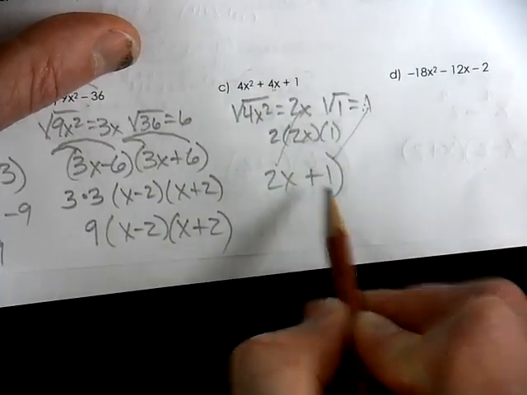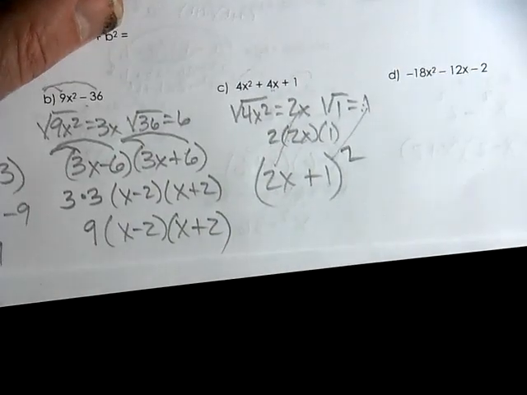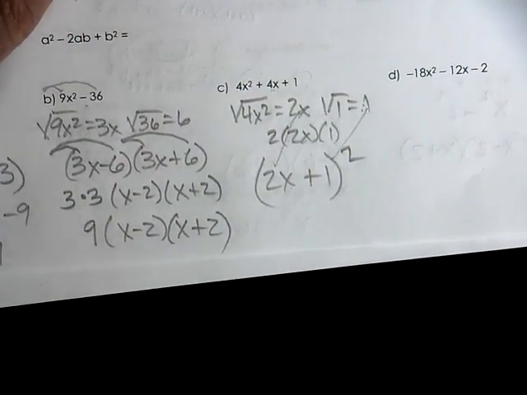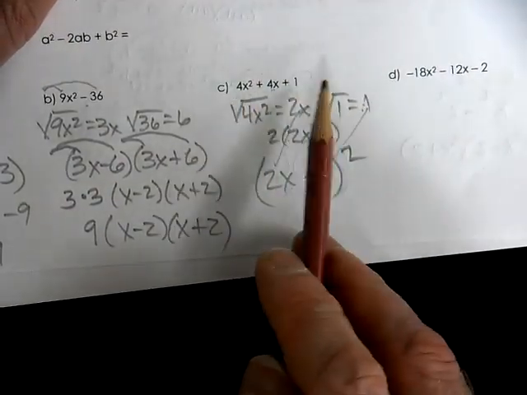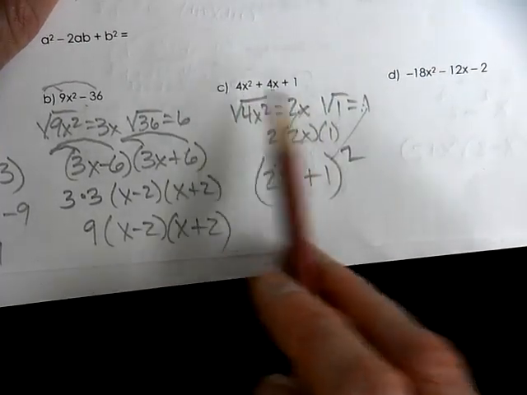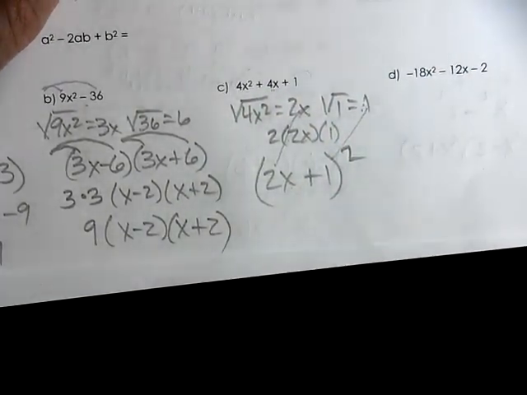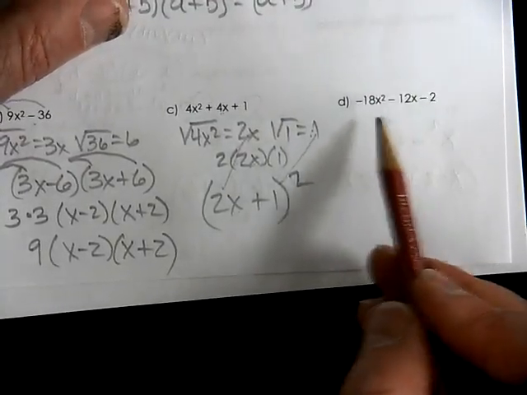2x plus 1 quantity squared. You don't have to do the 4 times 1, make a table, what multiplies to be 4 and adds to be 4, and then factor by grouping to make it work out. You got it right there. What do we see here with this last one?